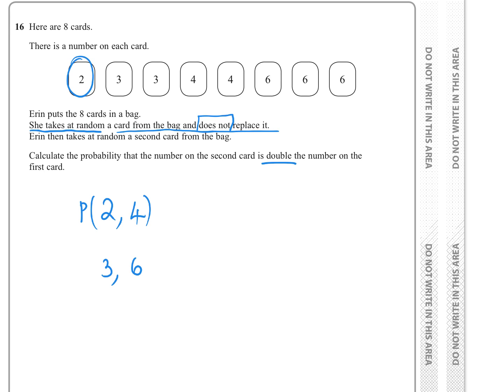So let's have a look at the probabilities of each of these. Well, for Erin to choose a 2 first, then there's one of those 2s out of 1, 2, 3, 4, 5, 6, 7, 8 cards. But what's the probability of then choosing a 4 with no replacement? Well, that would be 2, because there's 2 4s here, out of 7, because don't forget, 1 has already been chosen. And of course, we multiply these out, and that would give us 2/56.